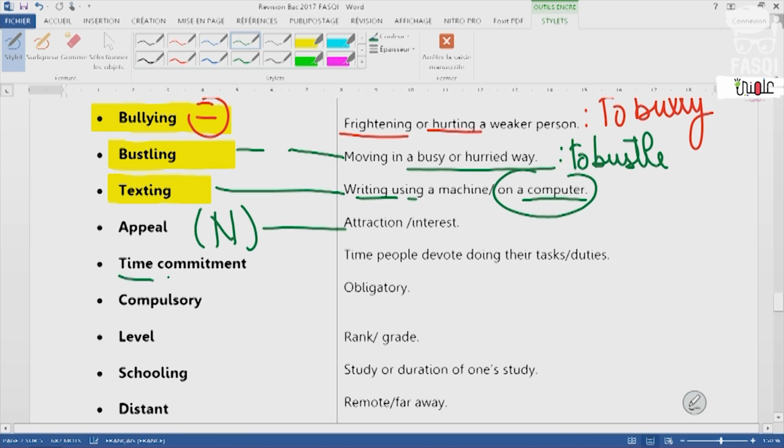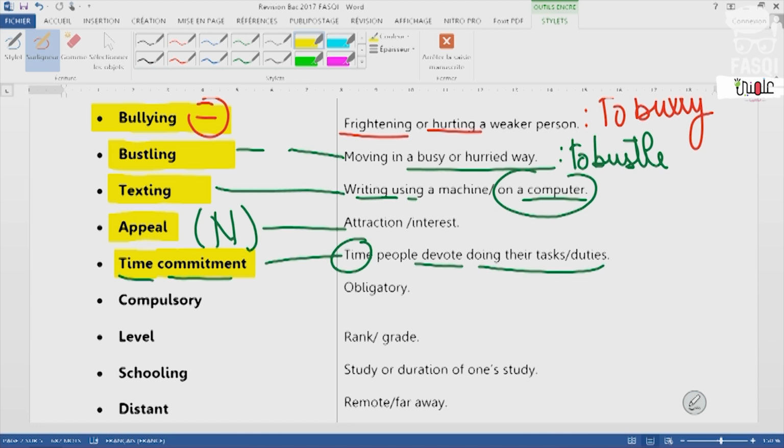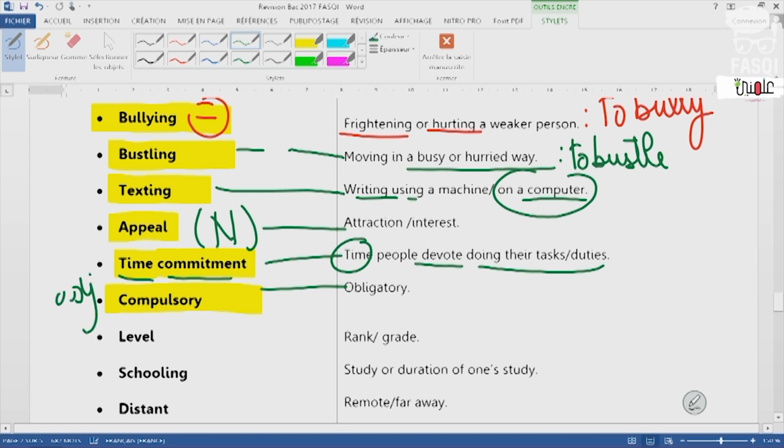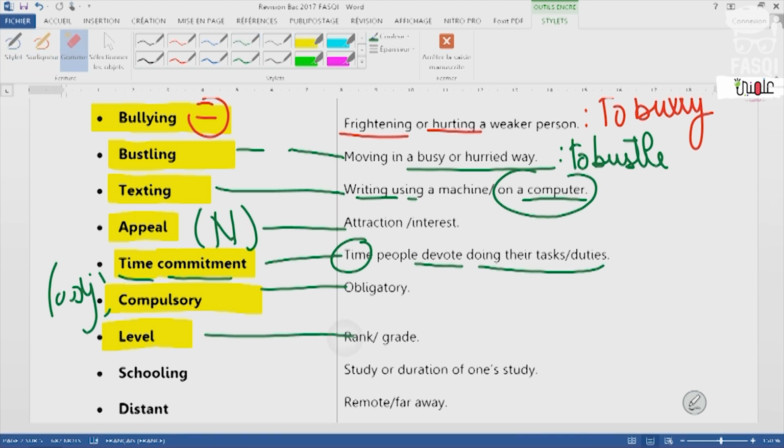Look at this expression, time commitment. That's the time needed, the time you have to devote to do something. So here, because it's related with time, something compulsory. Yeah, sure. Education is compulsory, which means obligatory, necessary. And here we are with an adjective form. Here, grade. We talk about level or grade or rank. That's the form you are in. Fourth level, fourth graders.